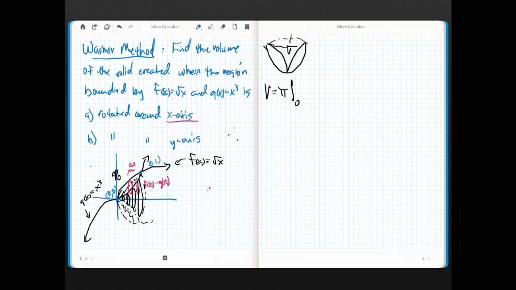So I know this is going to be the integral from 0 to 1 of, now I'm not going to get too crazy yet, I just want to talk about this. It's going to be the square root of x squared. I'm not going to do dx yet because I want you to think about this and see if we can do this in one fell swoop, as it were.